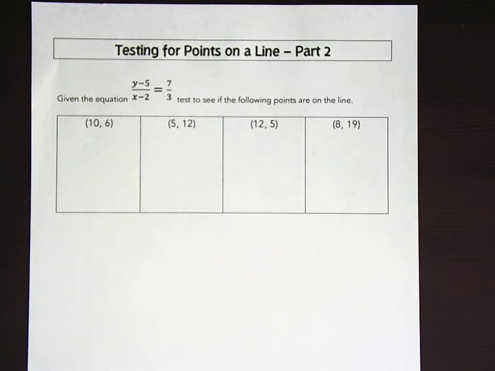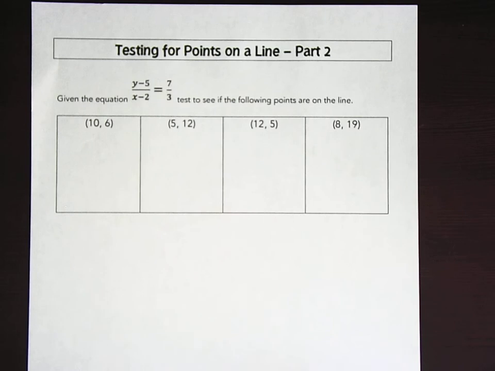Let's look at testing for points on a line when we're given an equation and a point to test. So given the equation (y minus 5) over (x minus 2) is equal to 7 over 3, we're going to test to see if the following points are on the same line as the line being represented by this equation.